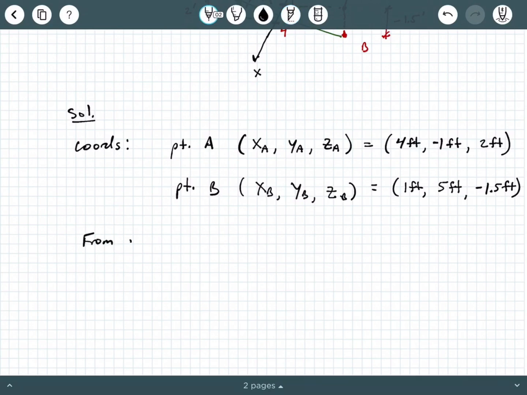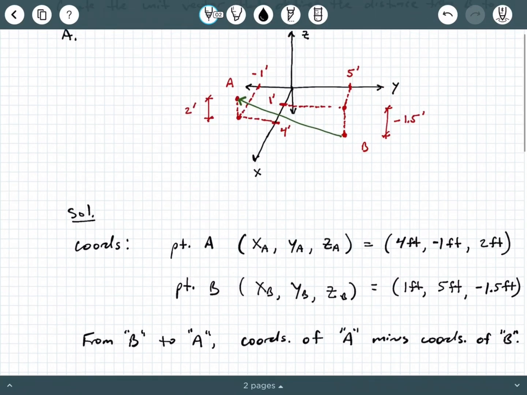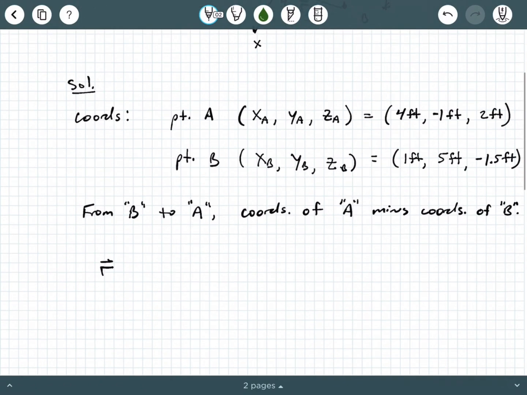So from B to A, we say coordinates of A minus coordinates of B, right? We say second point coordinates minus the first point coordinates. So we're going to say position vector R, which is what I've drawn right here in green. You could call it R sub AB if you wanted to. I tell you what, let's do that.